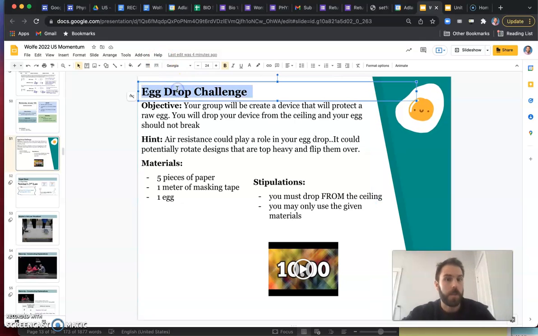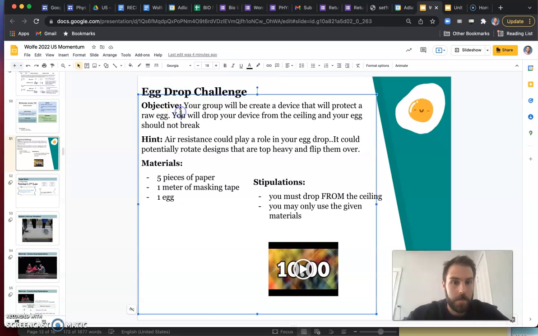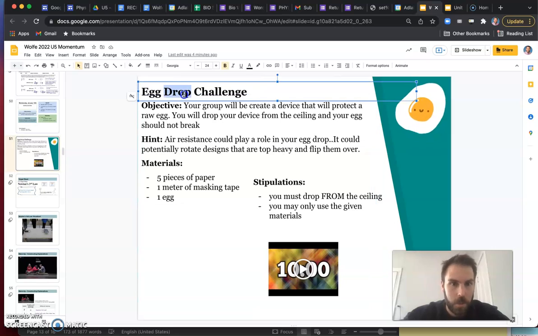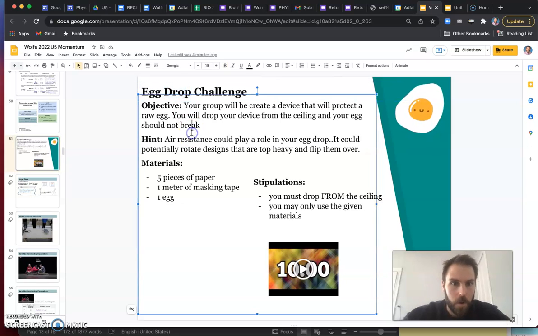So I'm not sure if we're going to do this on Thursday or Friday, just because I need to figure out planning with me returning and everything, but we are going to do this week an egg drop challenge. Your goal with your group is to create a device that will protect a raw egg that's being dropped from the ceiling and then will hit the ground.